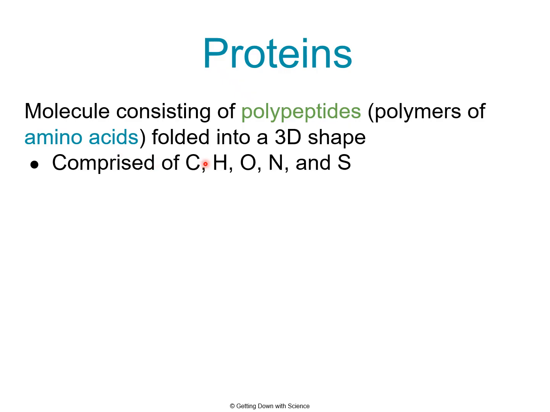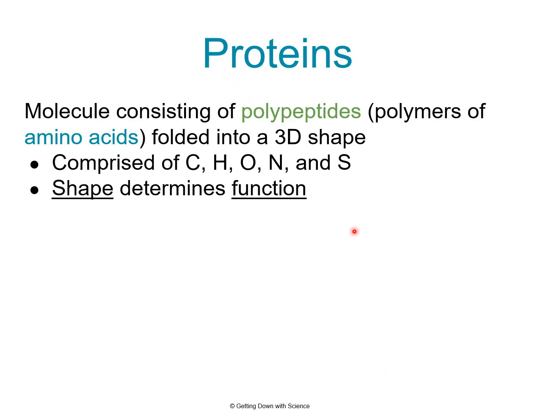Proteins are folded in 3D shapes, so three-dimensional shapes, and the shape of the protein determines its function. Now, before we go there, let's talk about what protein is actually made up of. So protein is comprised of CHON. Protein is made up of carbon, hydrogen, oxygen, nitrogen, and some proteins, depending on their functional group, are also made up of sulfur. So there are some types of amino acids that are made up of sulfur.